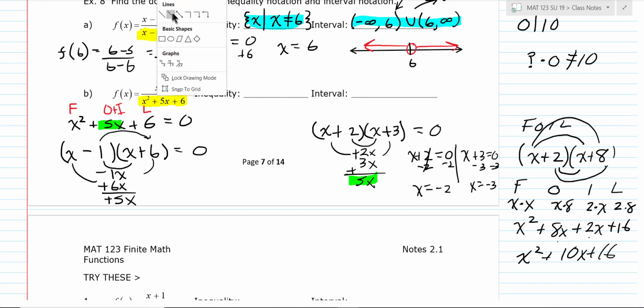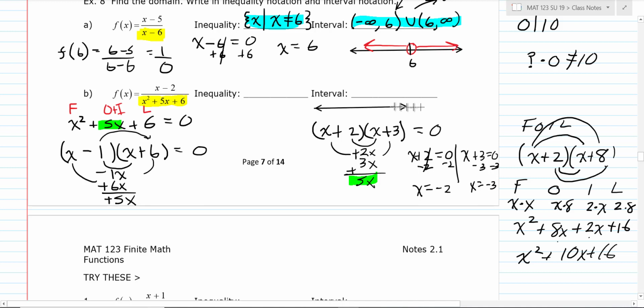So again, I'm going to do a number line, just to help you visualize what's going on in this problem. We have -2, we have -3, and we can't be equal to -2, and we can't be equal to -3. I'm using open circles instead of parentheses on this, just because it's sort of a visual tool.